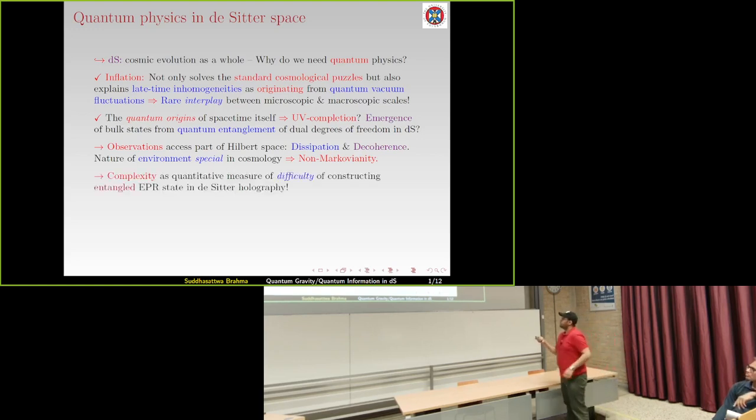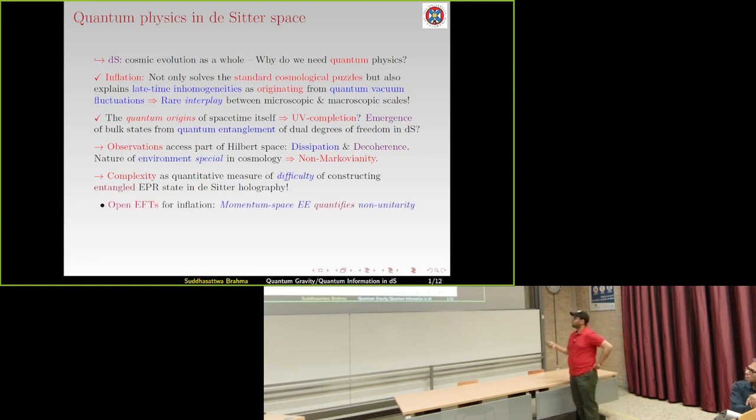For the second point about the quantum origins, I'll restrict myself to a very particular thing that I've become very interested in only very recently, which is complexity as a quantitative measure of the difficulty of constructing these required EPR entangled states, which would be able to explain de Sitter from these holographic degrees of freedom. I'll explain some of these terms as I go along.